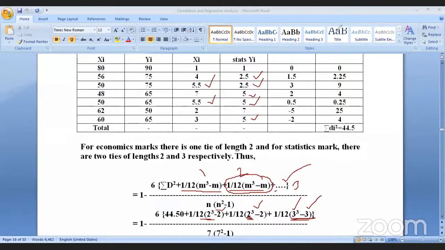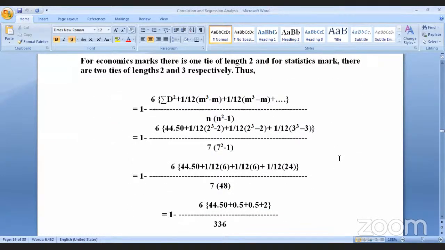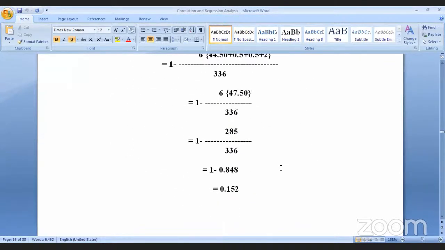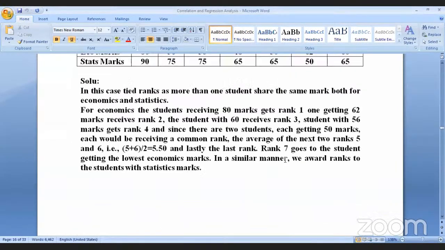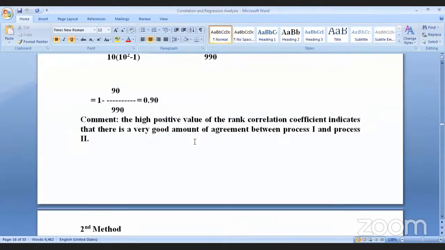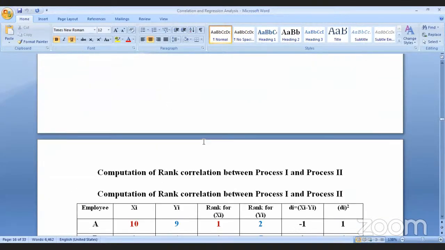Right. Then after, with the help of a calculator, you go for calculating the remaining part with the help of these numbers, and finally we will get the value 0.152. So when different ranks are given and equal ranks are repeated, this is the method we need to follow. In the previous problem, what did we do? When ranks are not repeated there are no equal ranks, and when equal ranks are given, this method we have seen.